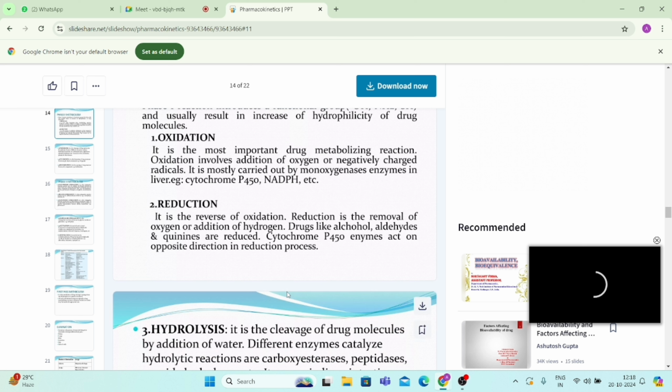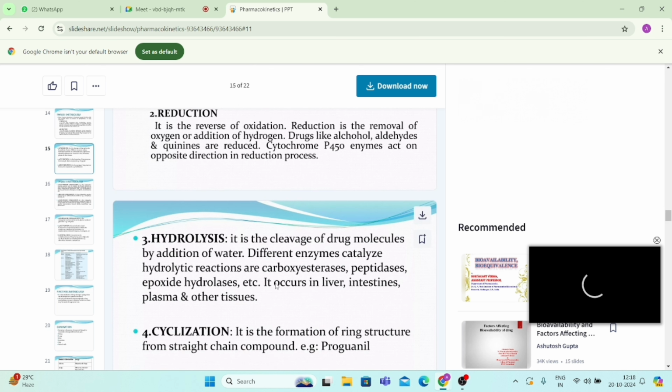And next is reduction. Reduction, we know, is the addition of hydrogen or removal of oxygen. So what drugs can be reduced? Examples are alcohol, aldehyde and quinones. Alcohol, aldehyde and quinones can be reduced. And here the enzyme involved is the P450 enzyme, but it is going to act in the opposite direction. In oxidation, CYP450 is involved in the addition of oxygen, but in reduction it is the removal of oxygen and addition of hydrogen.